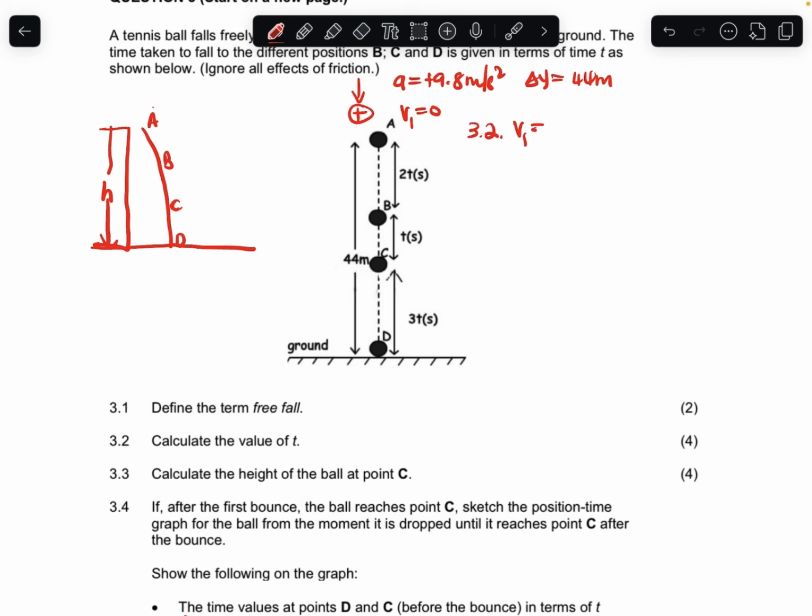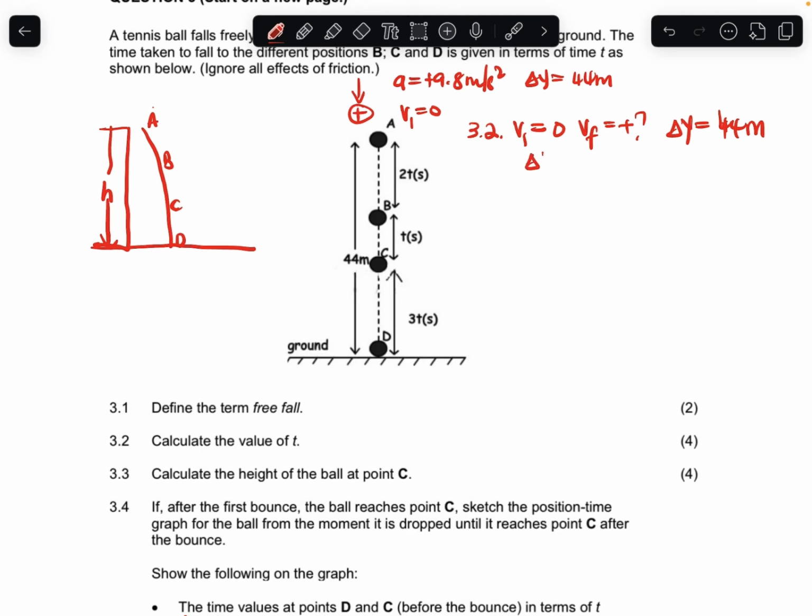We have an initial velocity, which is 0, and we do not have the final velocity. We're going to use the whole segment, from there to there, in order to get the t. We know the t is supposed to be positive, but we don't know the displacement there. If we're using the whole motion, we're going to use 44.